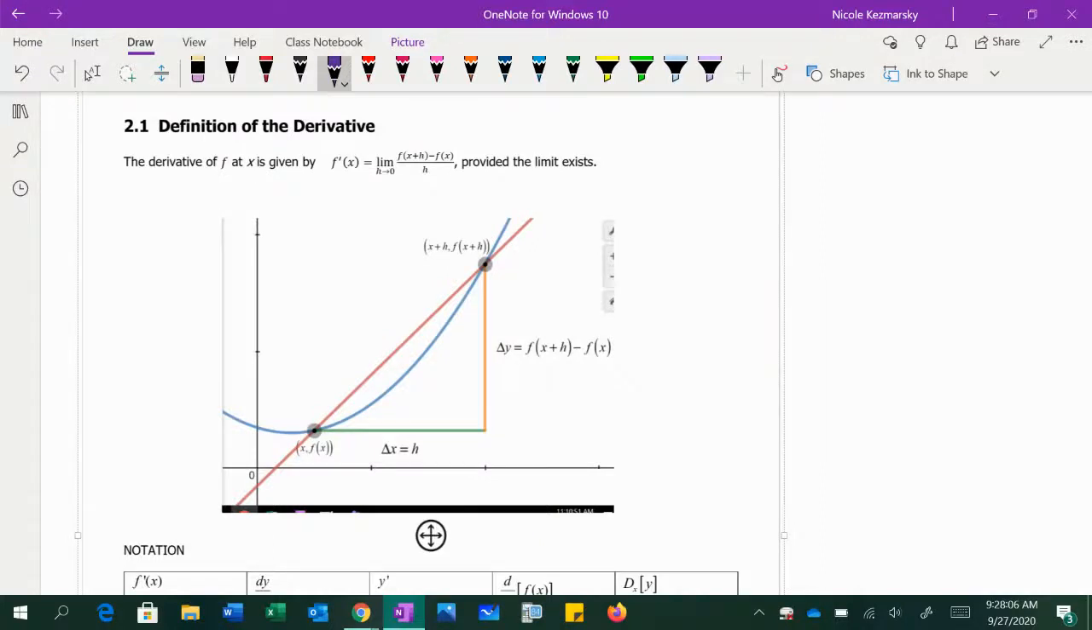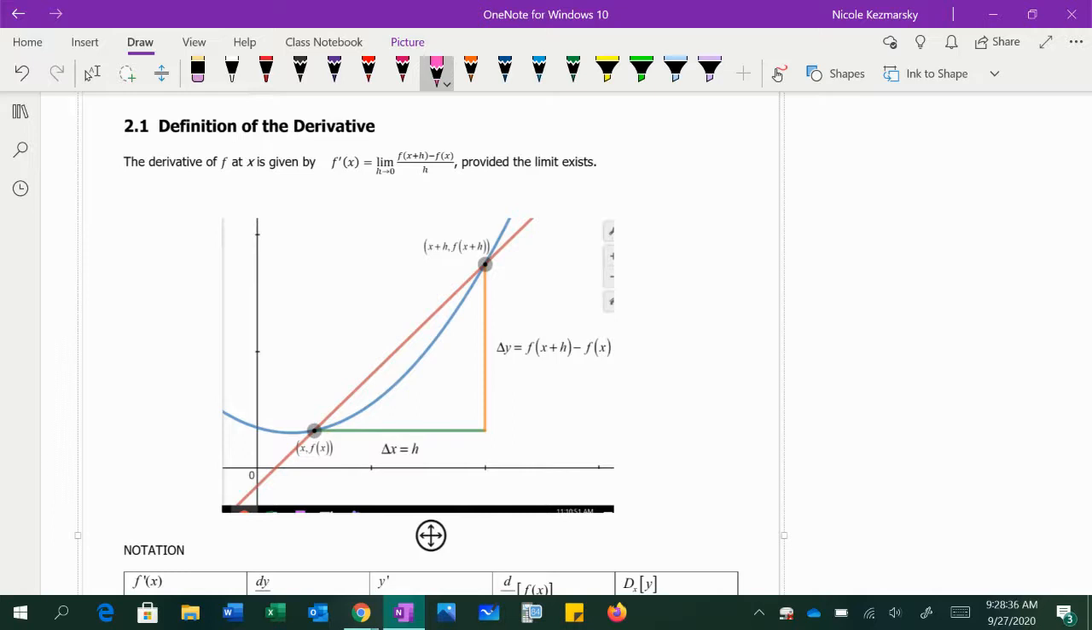This is 2.1, definition of the derivative. In this section, we're going to talk about derivative using a formal definition and why we are able to call the derivative the slope of a tangent line. So in this section, we're going to look at a slope of a tangent line in a general sense. So not a slope at a specific point, but a slope at any point.